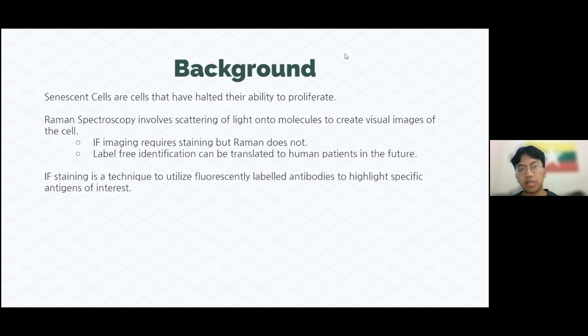So for the background, senescent cells are cells that have halted their ability to proliferate, and a lot of the time senescence protects against uncontrolled cell proliferation, but can also have negative effects on the human body like inflammation and tissue dysfunction. And in the lab at MIT, I researched and learned about Raman spectroscopy, which involves the scattering of light onto molecules to create visualizations and images of the cells.